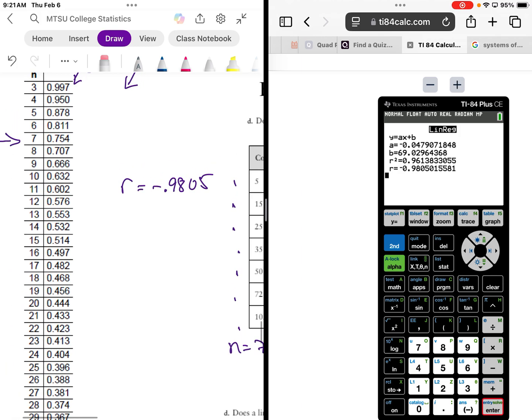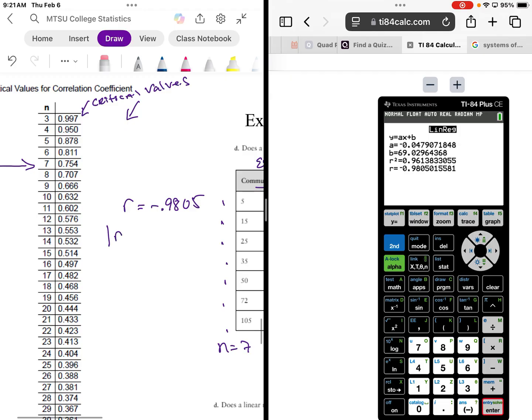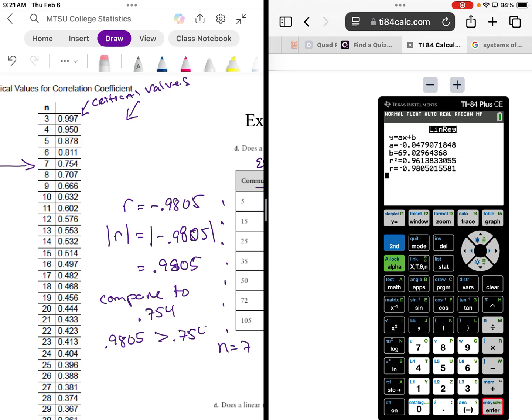So now to decide if a linear model is appropriate, I'm supposed to take the absolute value of that amount. So the absolute value of negative 0.9805 means that's now positive 0.9805. And then I compare. Since I had 7 in my sample, I compare to 0.754. 0.9805 is greater than 0.754. Therefore, a linear model is appropriate.